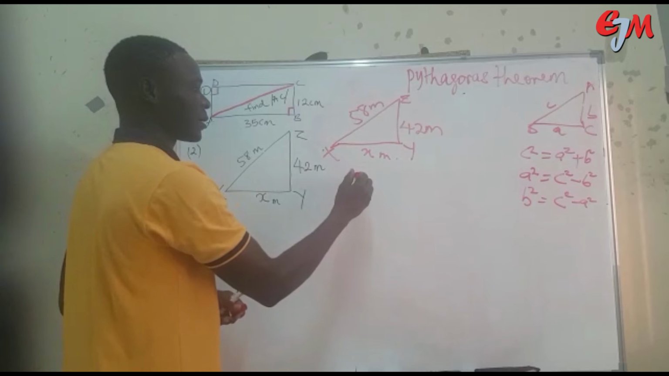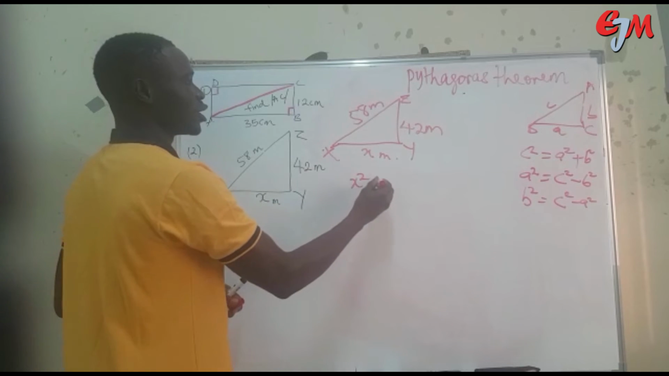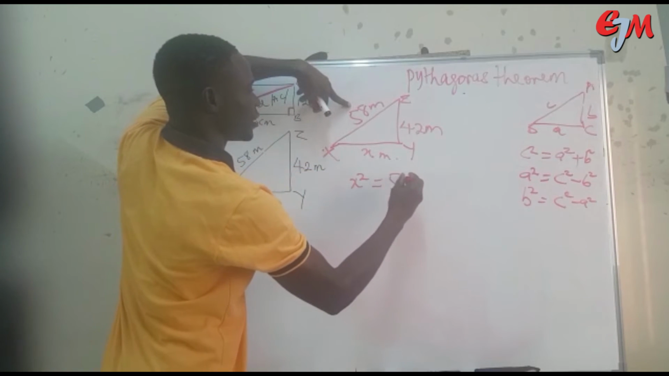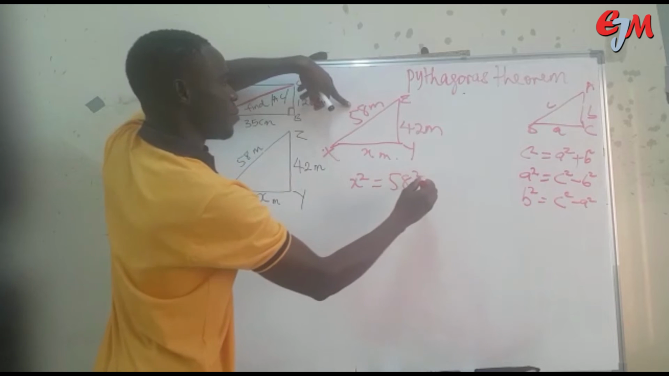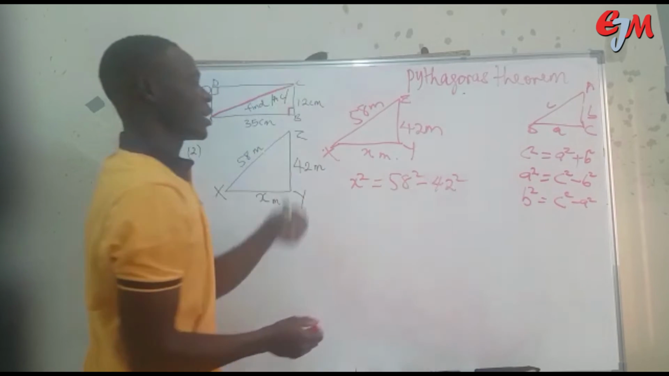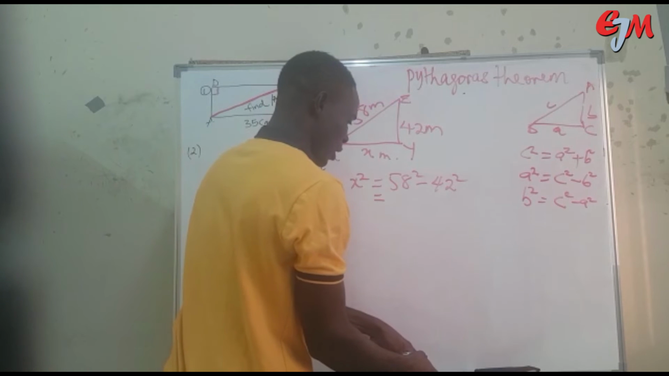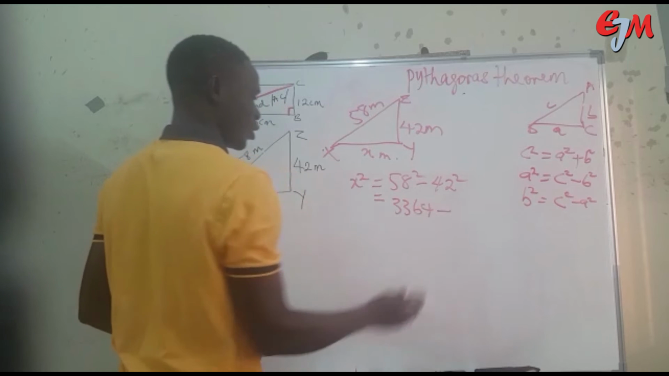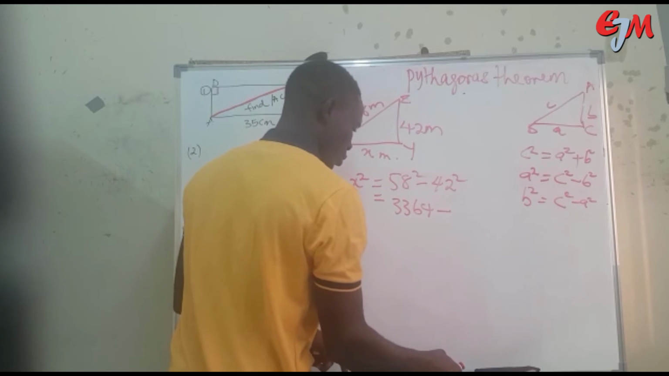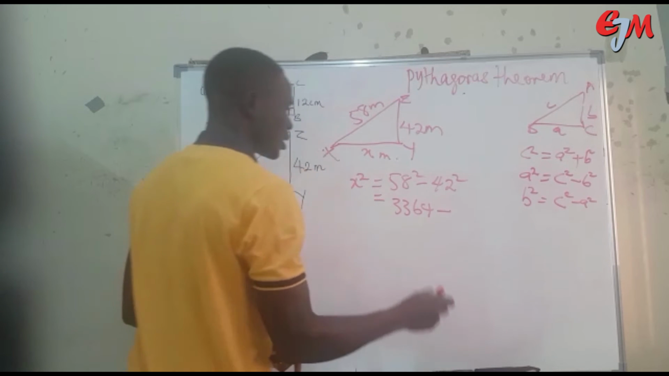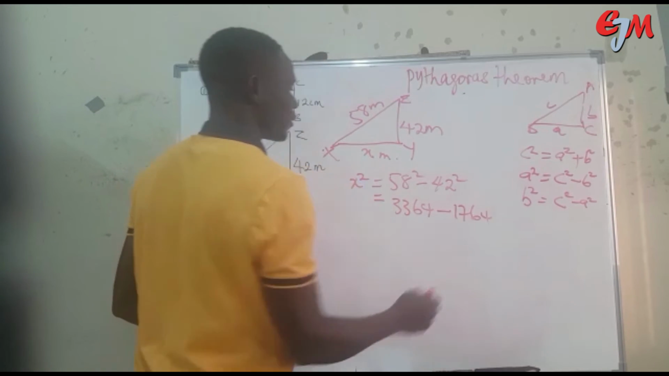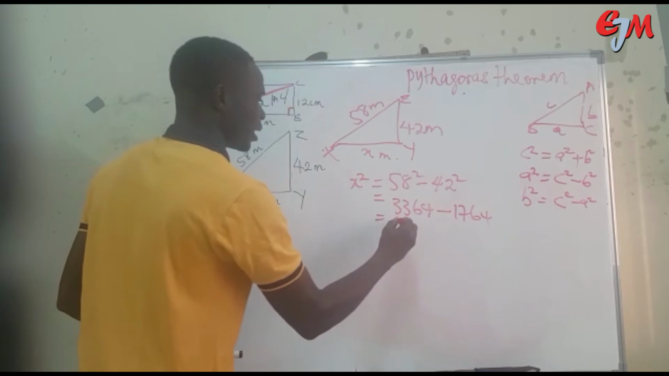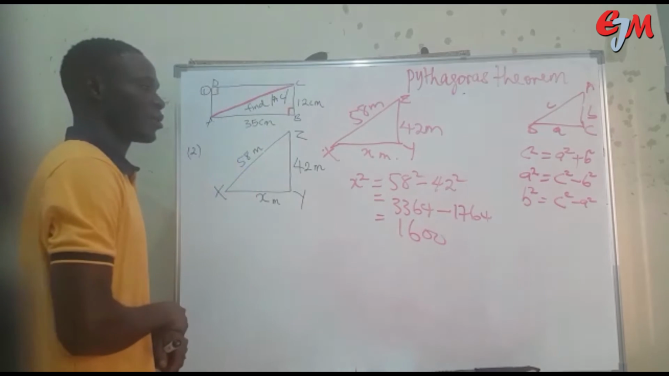Now we want to get this particular place. That's to say that our x squared now is going to give us, look at our c here, the longest side, 58 squared minus 42 squared. You see, 58 squared now is going to give us 3364, minus 42 squared, which is 1764. So when you take away this from this, you have 1600.